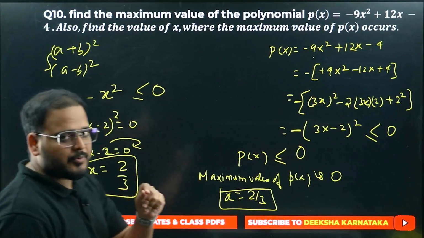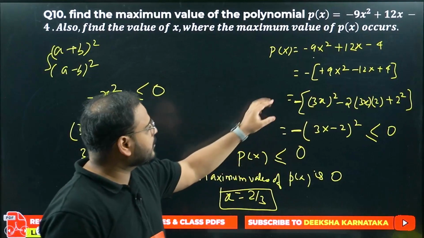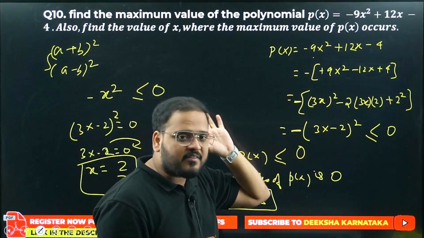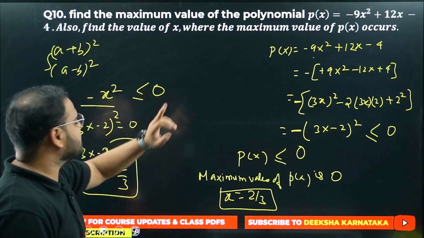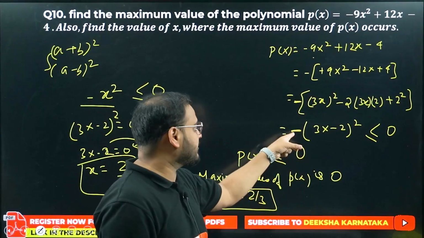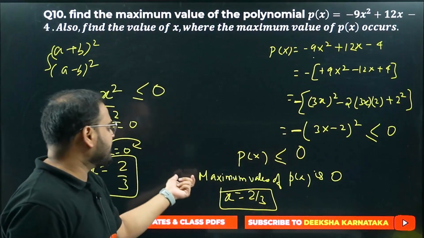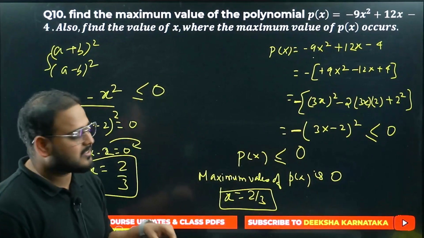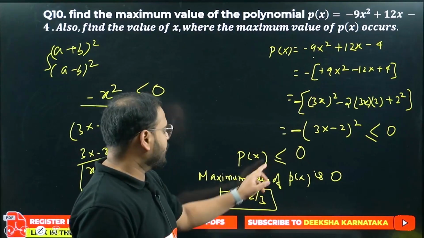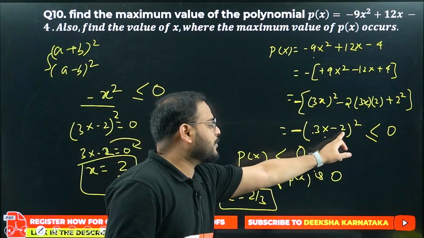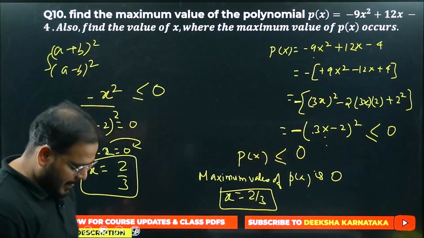What did I do? If you want me to summarize, the polynomial was given, and I put it into the whole square form using the formula. I concluded that it is always negative because of the negative sign outside. From there I got that the maximum value is 0, and it happens when x equals 2 by 3. Put it here: 2 by 3 becomes plus 2, and plus 2 minus 2 becomes 0. So this is it.